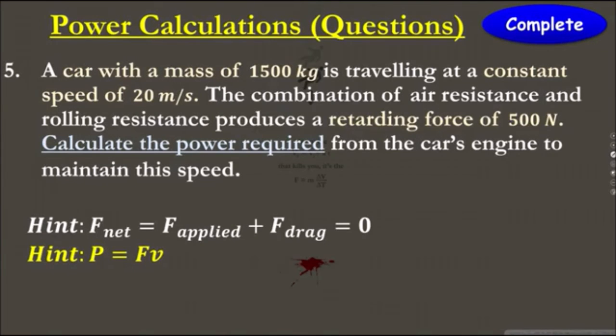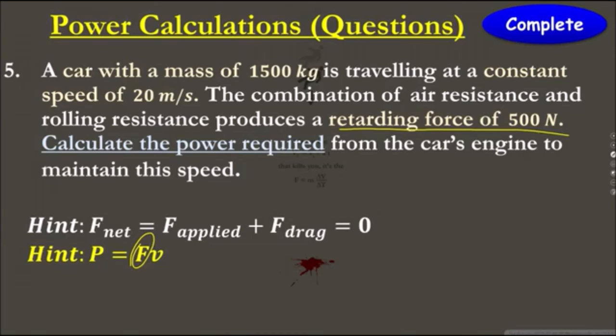So question 5, we have a car of mass 1,500 kilograms. It is traveling at a constant speed of 20 meters per second. The combination of the air resistance and the rolling resistance gives a retarding force of 500 newtons. Calculate the power required. Okay, so we need to work out firstly what's the net force being applied on our car, and that will help us work out the total power the car is exerting.